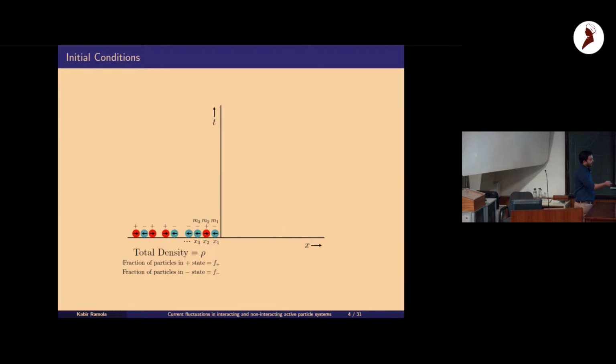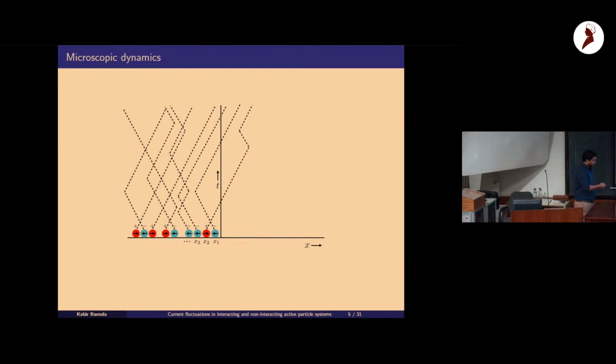And then we look at the dynamics. So this is space and time. If you just start the dynamics of the system, you will see initially the particles that are oriented towards the left will initially perform motion to the left, and then they will flip with some randomness. And the question that we are focusing on is how many particles move from the left of the origin to the right at a given time t, and we want to understand the fluctuations of this quantity.